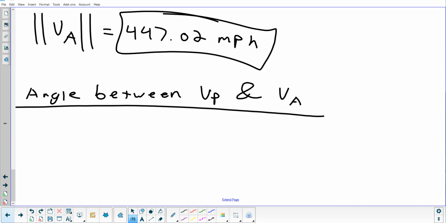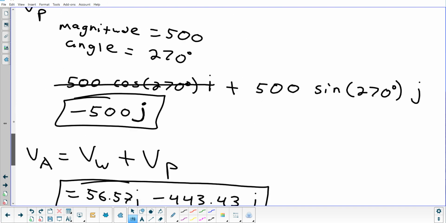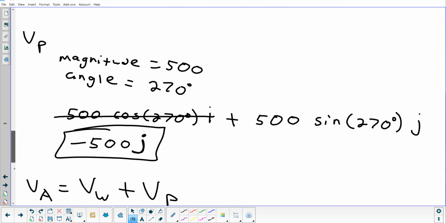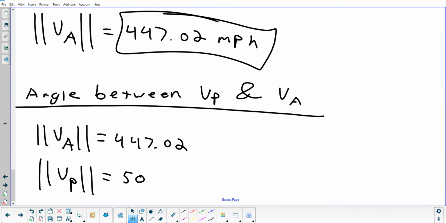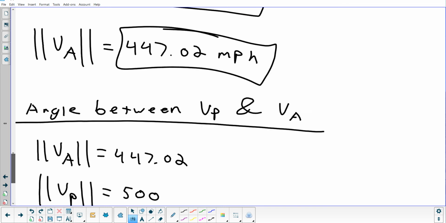All right, we need the magnitude of each one. We already have one of them. So the magnitude of VA, that saves us a little time, 447.02. The magnitude of the plane, actually that one's pretty easy. What's the length of that line in red? 500. So I think the only thing we're going to actually calculate is the dot product between VA and VP.